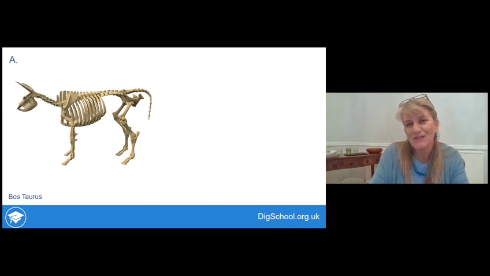So here's the first one. So what animal did you think that was? You probably noticed there's a couple of words down in the bottom left-hand corner there. That is the Latin name of that animal. That might or might not give you a little bit of a clue.